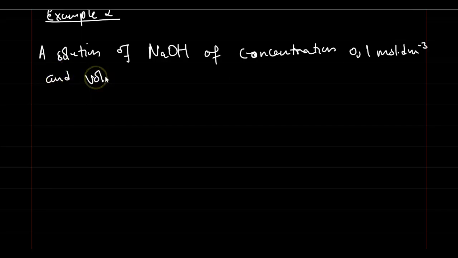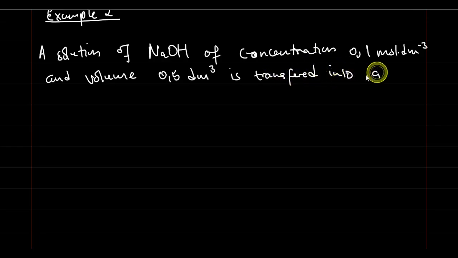And volume is 0.5 dm cubed, right? It is transferred into a container. It is transferred into a conical flask. Okay, this is just a statement, into a conical flask, right?